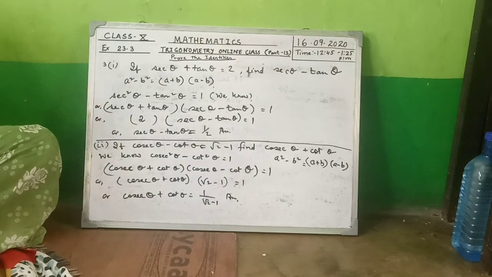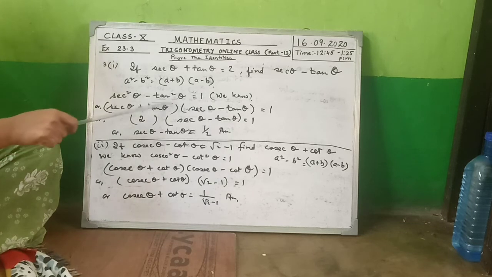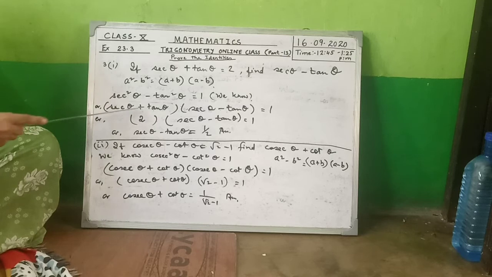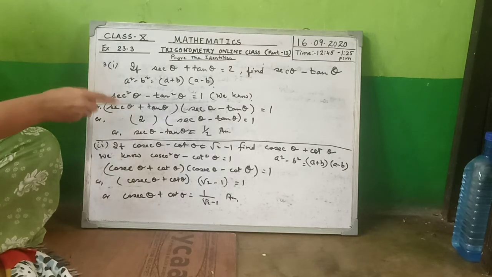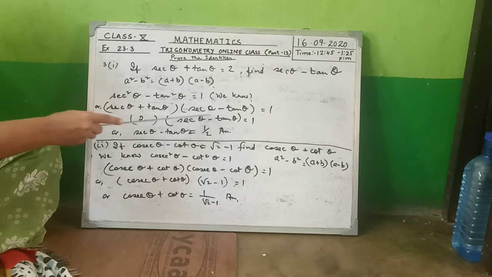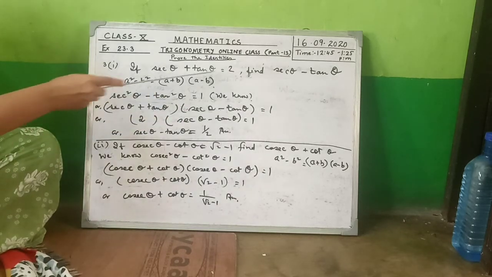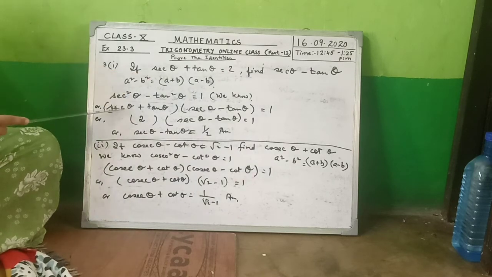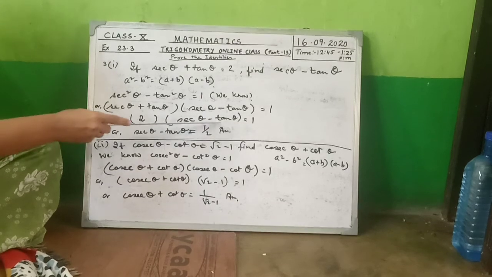Similarly, we'll write like this. We know from the identities proof that sec square theta minus tan square theta is equal to 1. So if we put like this, sec square theta minus tan square theta means a square minus b square is equal to 1. So what is a plus b, a minus b? That is sec theta plus tan theta bracket and sec theta minus tan theta is equal to 1. We know sec theta plus tan theta is equal to 2.